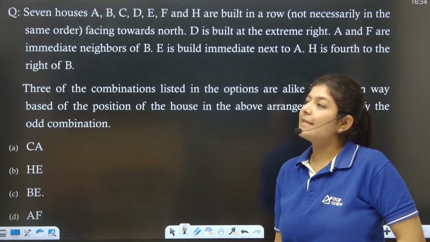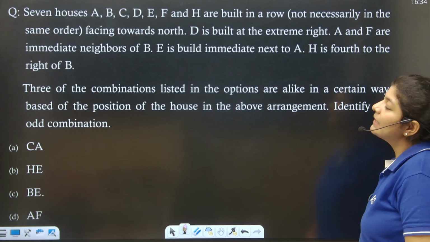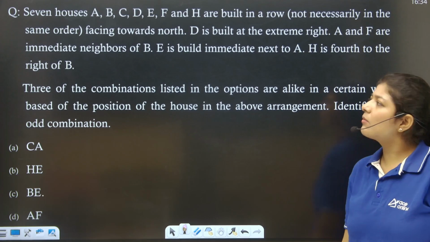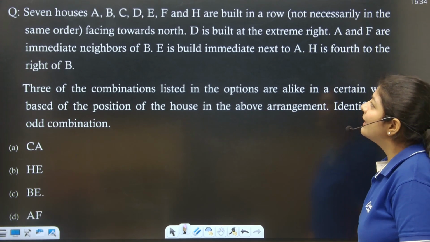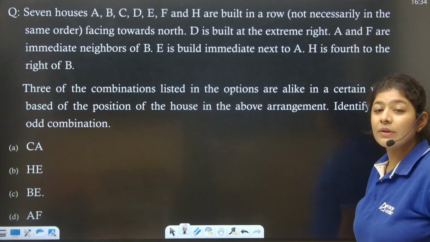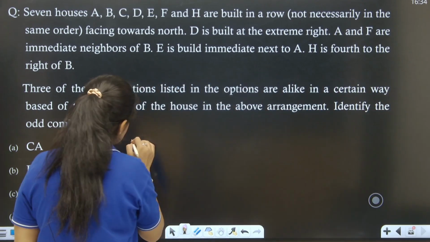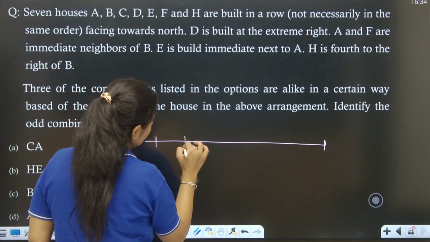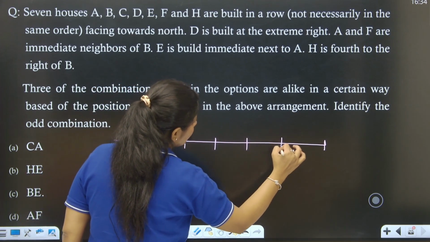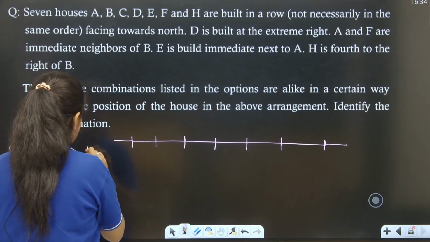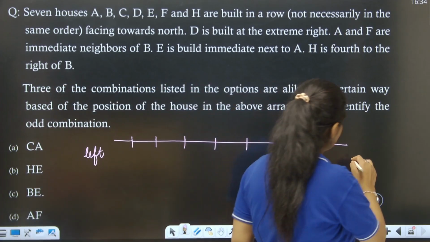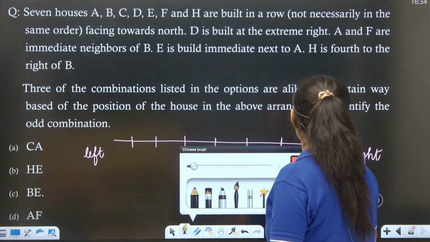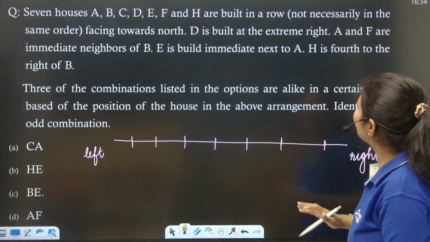The next question says that 7 houses A, B, C, D, E, F, and H are built in a row, not necessarily in the same order, facing towards north. D is built at the extreme right. Okay, so how many houses are we having? We are having 7 houses. So we can assume it like this: 1, 2, 3, 4, 5, 6, and this is right. This is my left hand, and this one is my right hand. Right? Okay. Now the question is saying that D is built at the extreme right.